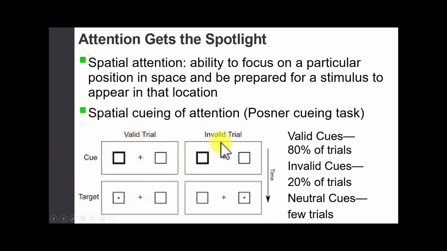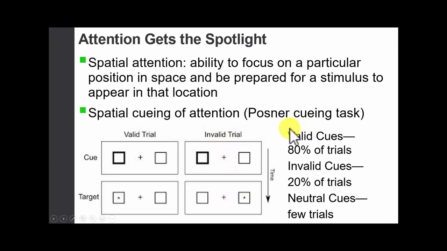In the case of the invalid trial, a similar thing would happen. The main difference is that when the cue appeared, the cue would actually direct them to the wrong box. In this case, the cue is saying that when the target appears, it's going to appear in the leftmost box. And then what we see is that the target actually appears in the rightmost box. So this is going to be an invalid trial.